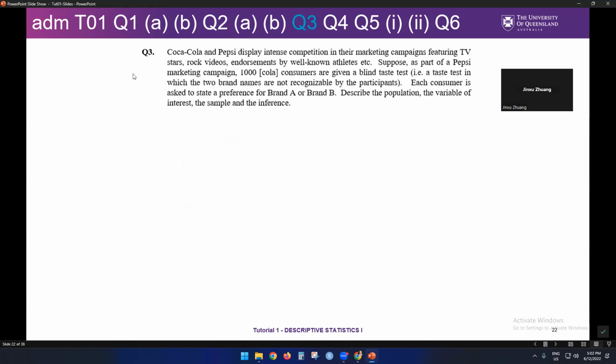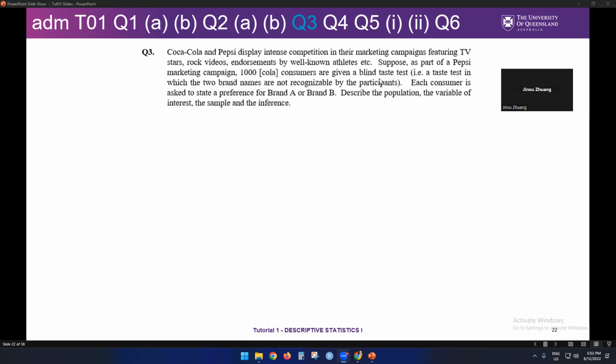Coca-Cola and Pepsi display intense competition in their marketing campaigns featuring TV stars, rock videos, endorsements by well-known athletes, etc. Suppose as part of Pepsi's marketing campaign, 1,000 cola consumers are given a blind test. I think you guys probably saw there were commercials about it some time ago. So during a blind test, you put both colas, they try both and say which one they like better.